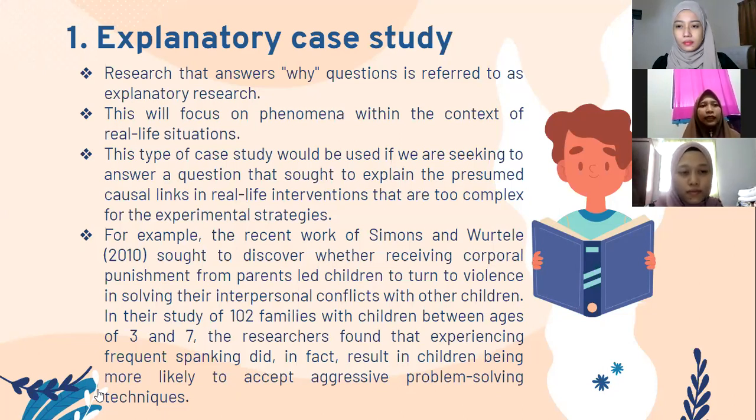For example, the recent work of Simon and Wurtley 2010 sought to discover whether receiving corporal punishment from parents led children to turn to violence in solving their interpersonal conflicts with other children. In their study with 102 families with children between the ages of 3 and 7, the researchers found that experiencing frequent spanking did, in fact, result in children being more likely to accept aggressive problem-solving techniques.